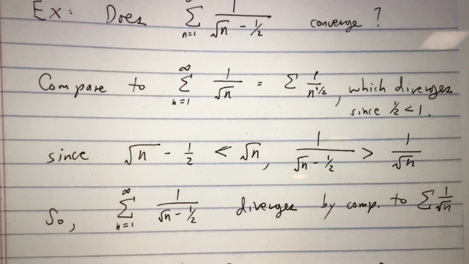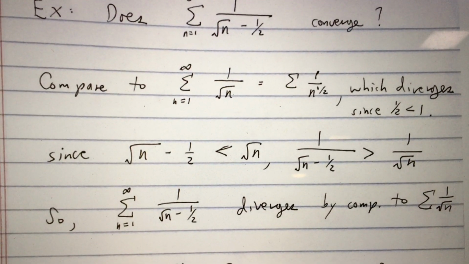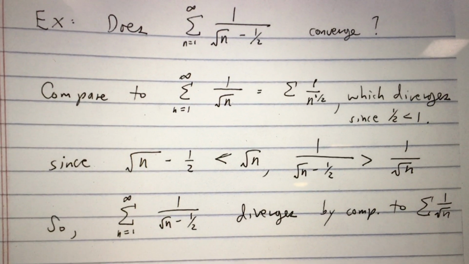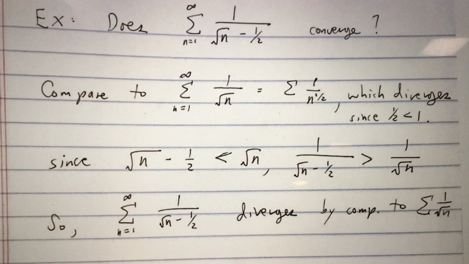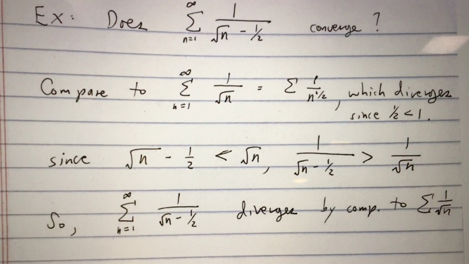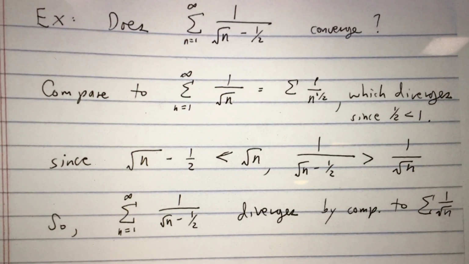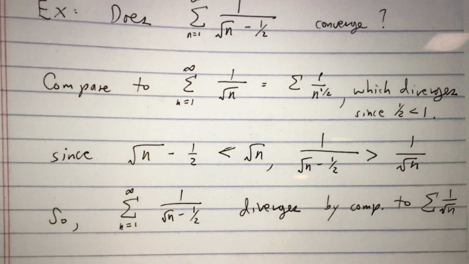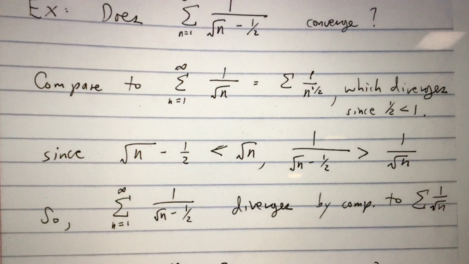So, now that we know that the terms are always larger in the one that we're asking about, that's the a sub n that we're asking about, then we have a b sub n that diverges. It goes to infinity. Therefore, the series that we're looking at also diverges by comparison to that one.